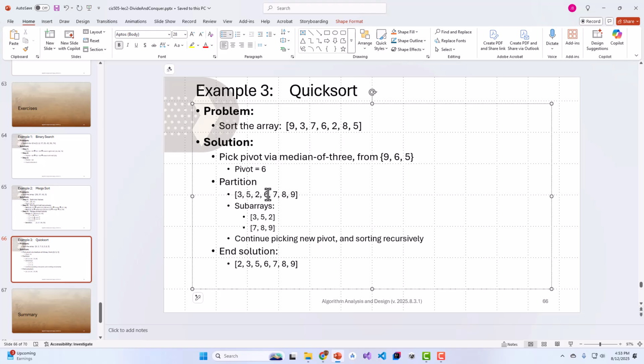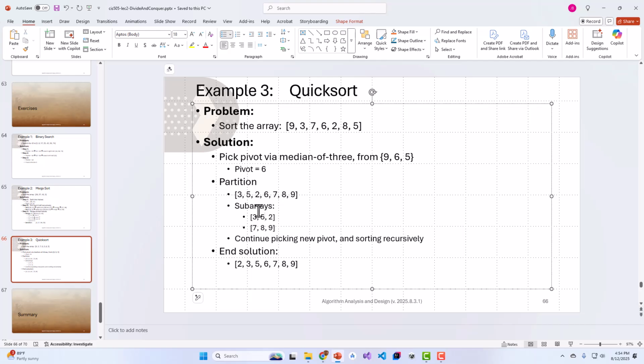Partition it. So ultimately you would partition and then end up with the cells that are less than it on one side. This is obviously showing you a very, very condensed solution. For your actual assignments, you would want to go step by step, okay? But this one's condensing it so you can see the solution more easily. But you end up with 3, 5, 2 on one side and 7, 8, 9 on the other. And then subarrays 3, 5, 2 and 7, 8, 9. And you continue picking the new pivot and sorting recursively.